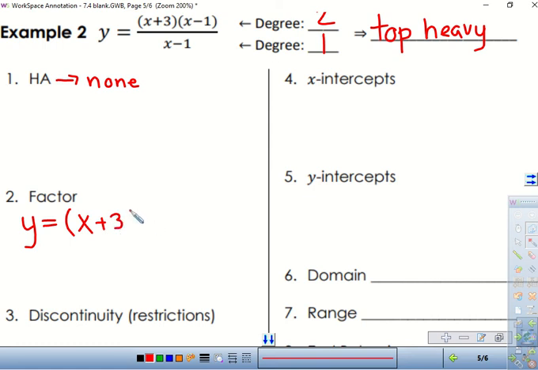Yeah, it's fully factored already. So this one saved you the time. You don't have to factor anything. If it had not been fully factored, that's where you would have factored it. Okay.